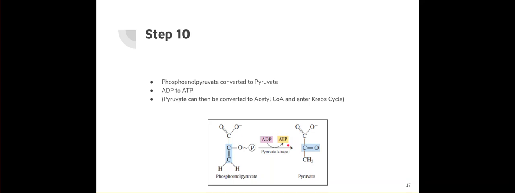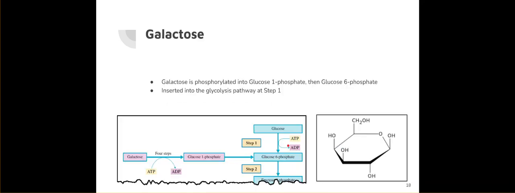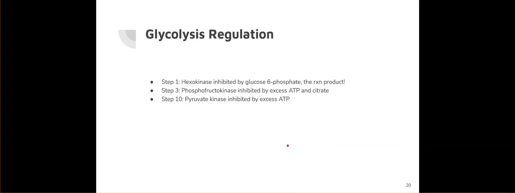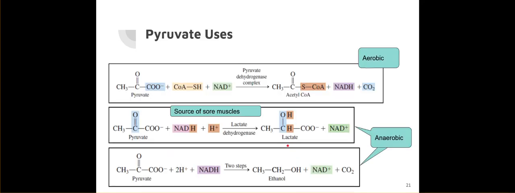So high levels of ATP means I've got a lot of energy available. I need to throttle down the whole overall process. Okay, so pyruvate is the ultimate product of that whole mess.